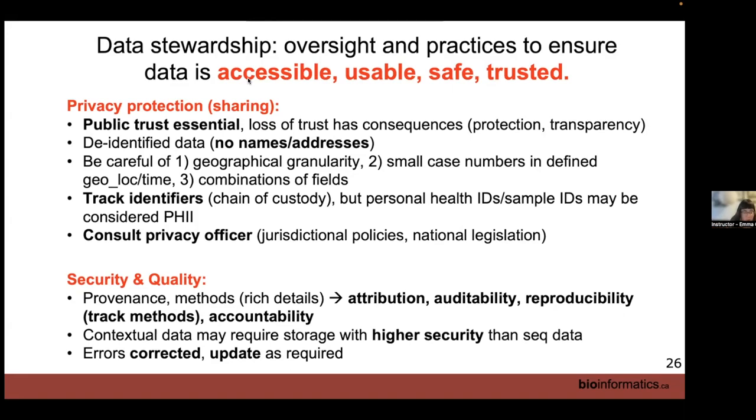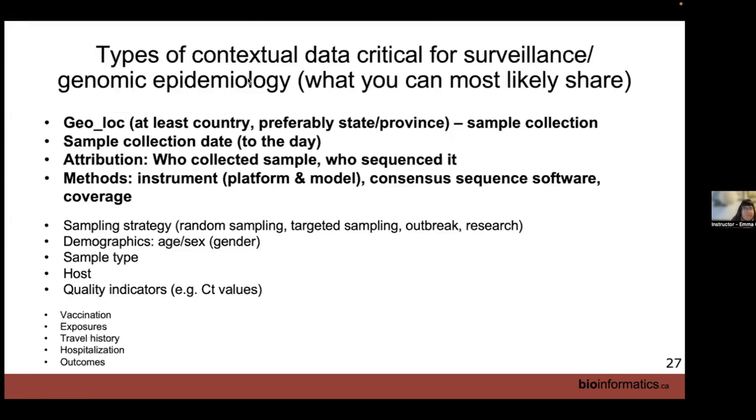And it's also really important that if an error is detected in your contextual data, as well as your sequence data, you correct those errors right away, because once information is shared, it can be propagated out really quickly, which will also propagate the errors.